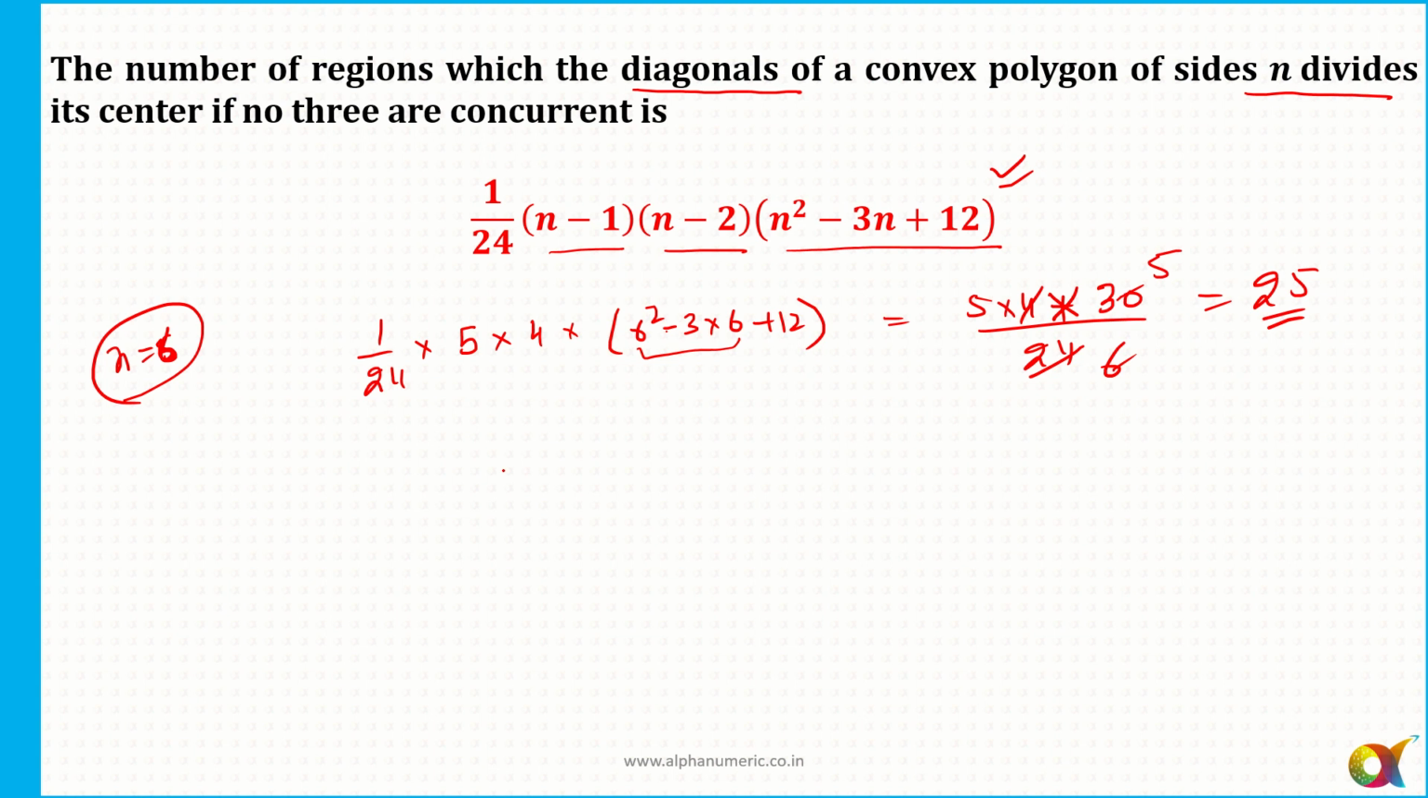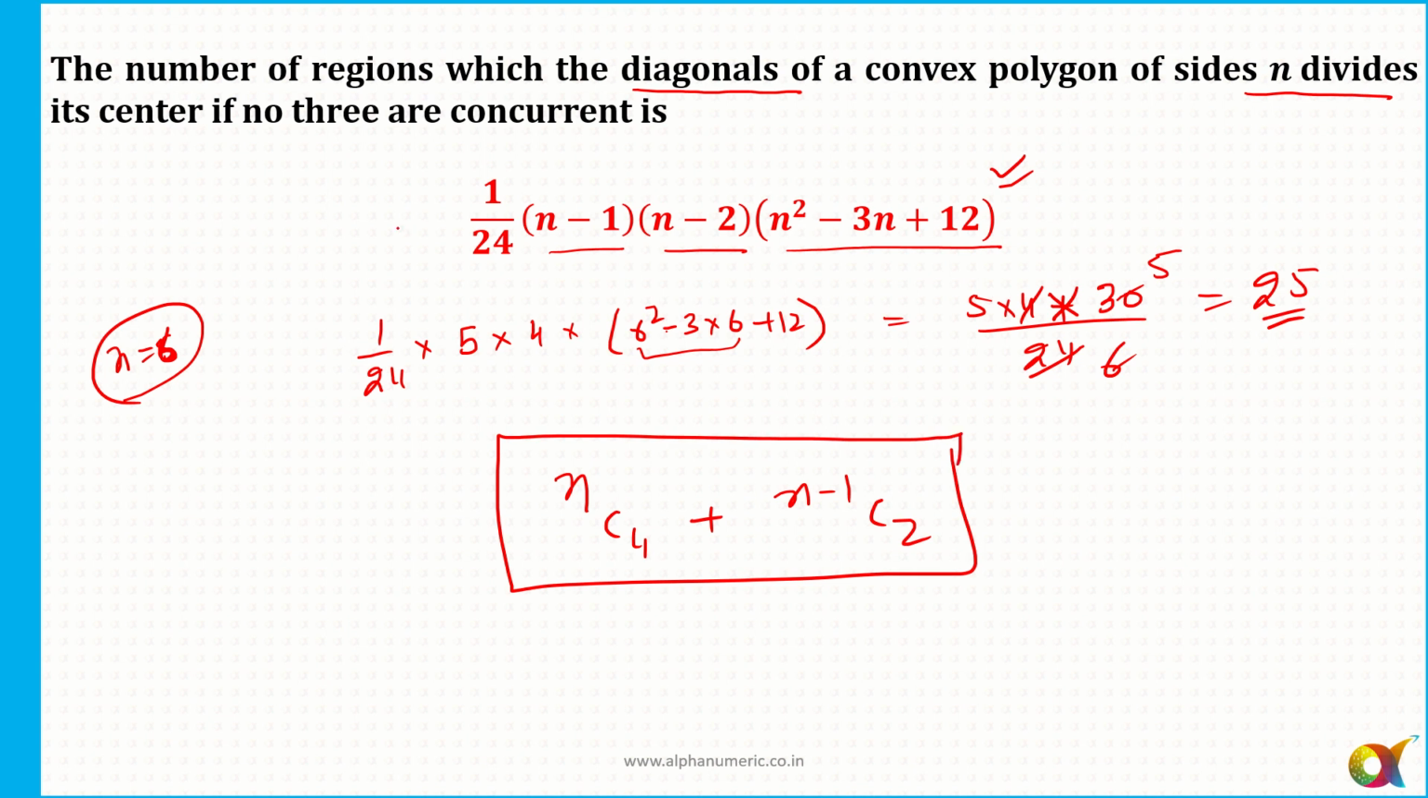You can also use the formula that is nC4 plus (n minus 1)C2. Both of them will give you the same value. So it depends upon you how you want to memorize this.